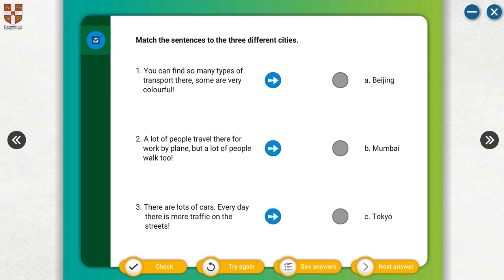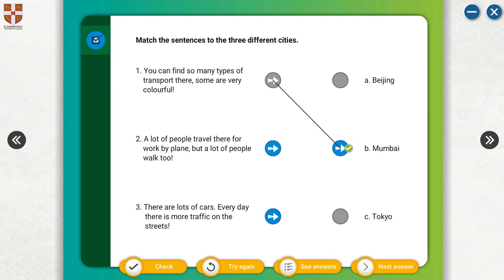That means colorful. Colorful points us to Mumbai, because of tuk-tuks, and there is more colorful transport in Mumbai.